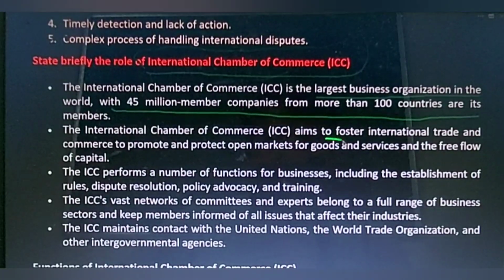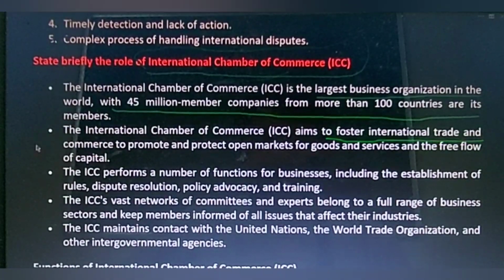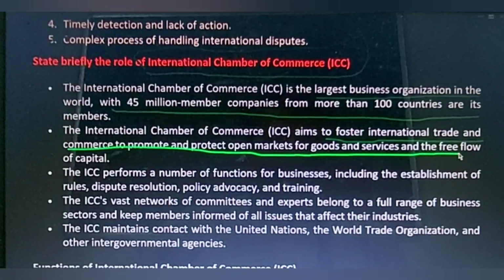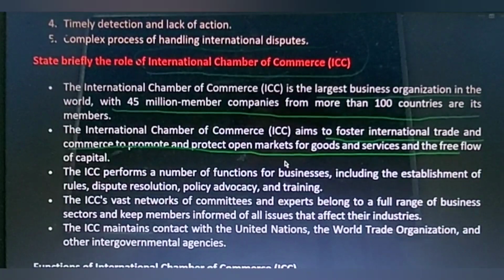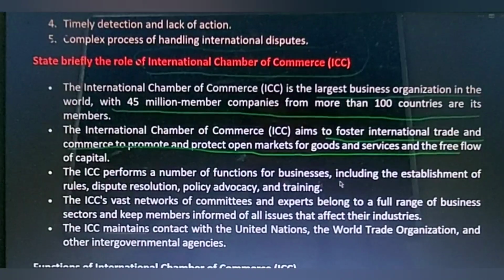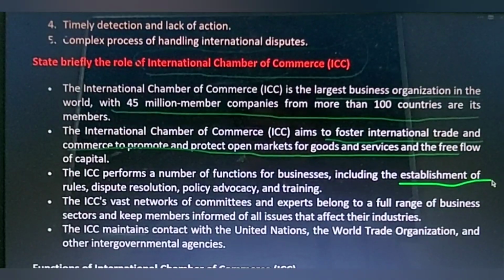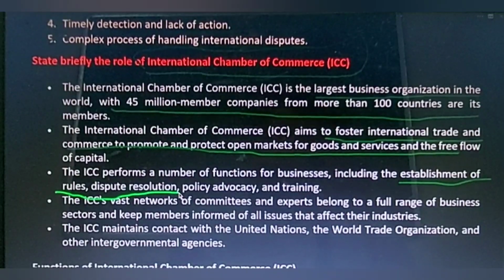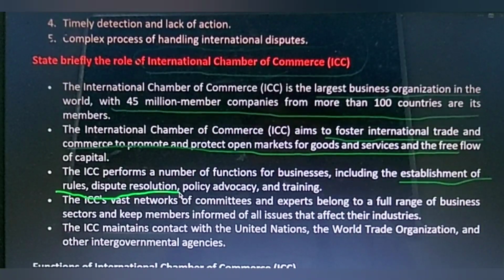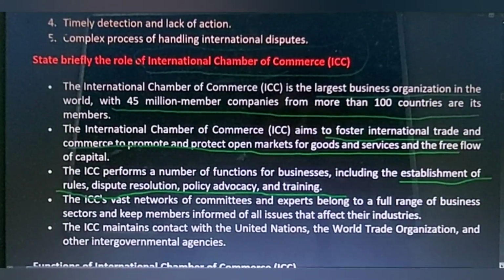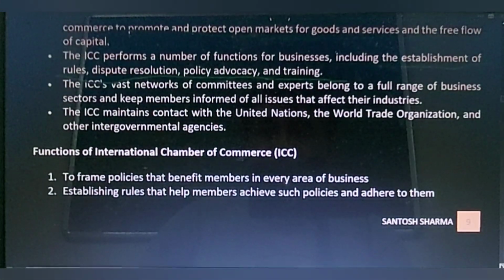And the main aim is to foster international trade and commerce, to promote and protect open markets for goods and services and free flow of capital from one country to another. And it also performs a lot of other functions for business, like establishment of international trade rules. Then it also does dispute resolution, settlement of disputes, policy advocacy, and also provides training to the importers and exporters on how to do international business.